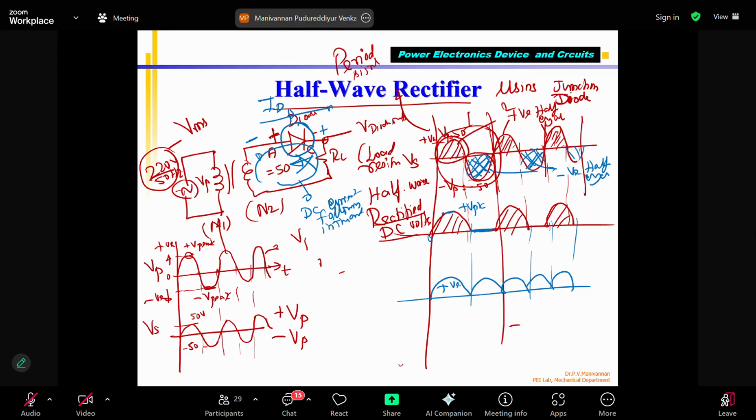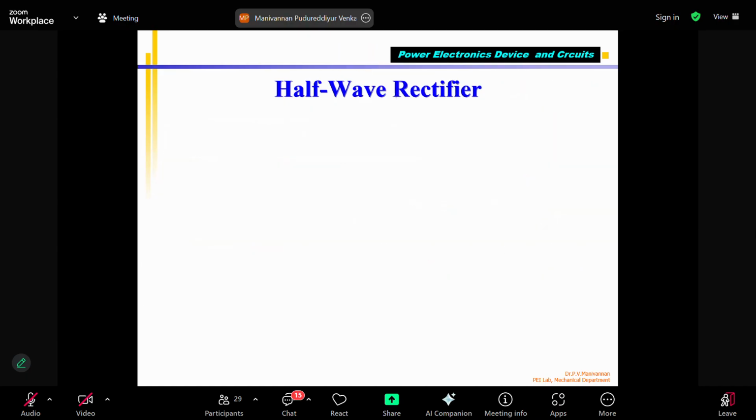This is the positive half cycle, this portion, and this is the second positive half cycle, and this is the third positive half cycle, correct? And this is the first negative half cycle, and again, this is negative, correct? So that is possible if you go to a full wave rectifier. How the full wave rectifier looks, I will tell that.